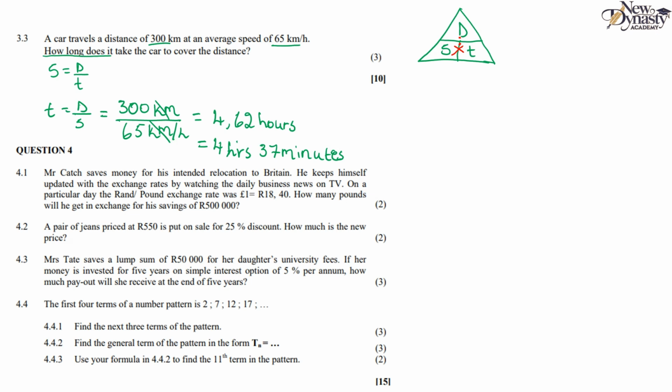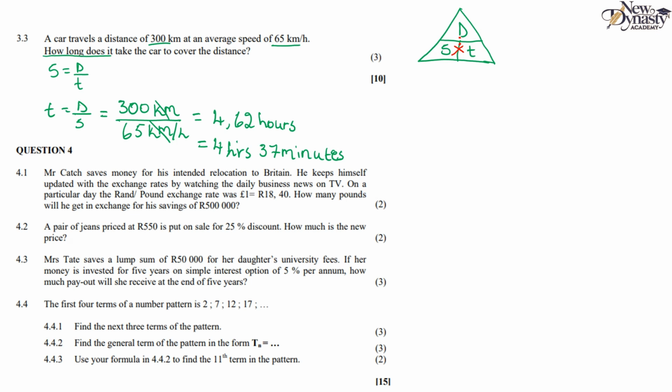Nice. Now moving on to question 4. Question 4 says, Mr. Cage saves money for his intended relocation to Britain. He keeps himself updated with the exchange rate by watching the daily business news on TV. On a particular day, the rand against pound exchange rate was 1 pound is 18 rand 40 cents. How many pounds will he get in exchange for his savings of 500,000? In this case, it means we must convert rands to pounds.